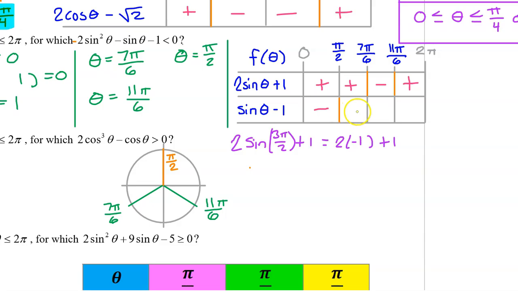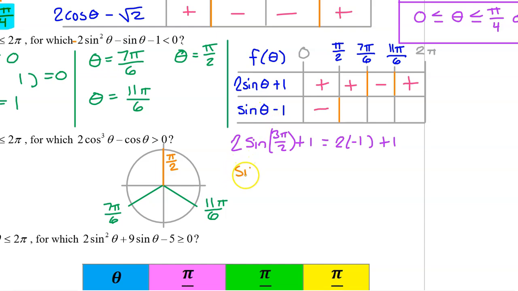What would be a good test value to use on the interval from pi over 2 to 2 pi? So that goes all the way from here, all the way back around to here. So I have many options to choose from. A good one to choose would be pi. So I'm plugging in pi right here.